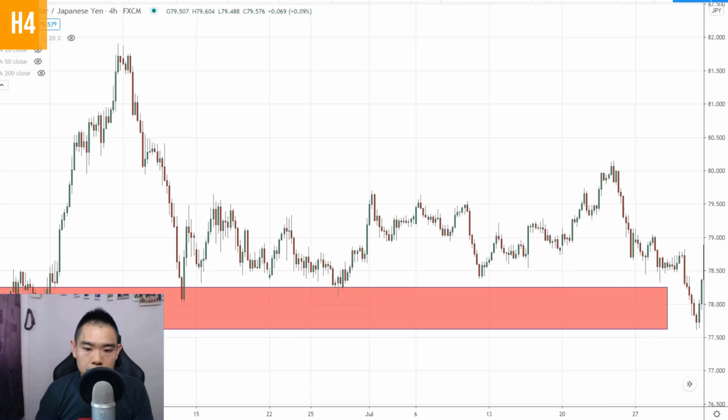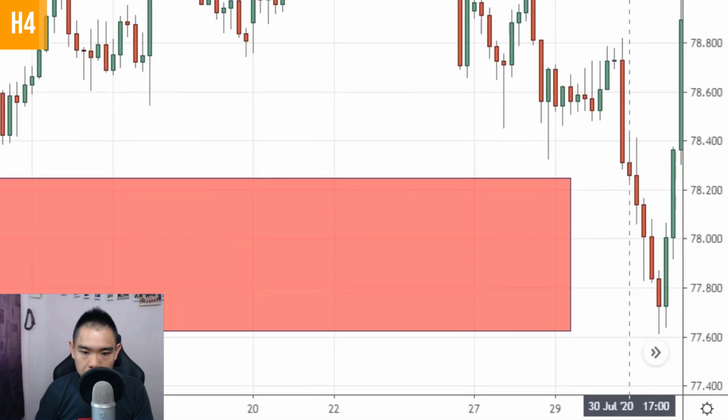Same thing. Price came down over here on the 4-hour time frame and took out these extreme lows, these lows as well. Then it rallied up and closed back above this area of value, this area of support. Just zoom in a little bit, you can see over here much clearer.